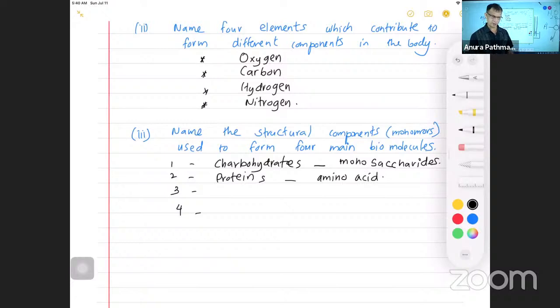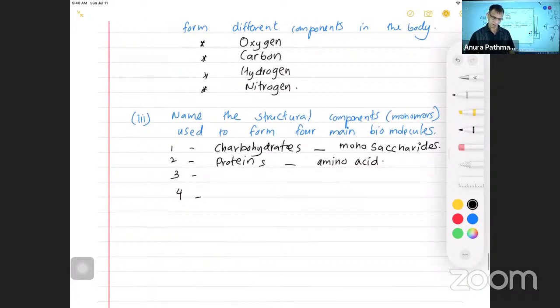And next one, after the protein, what's the other one? We discussed today. No, we didn't discuss the lipids. Lipids. What's the monomer? Fatty acids and glycerol.